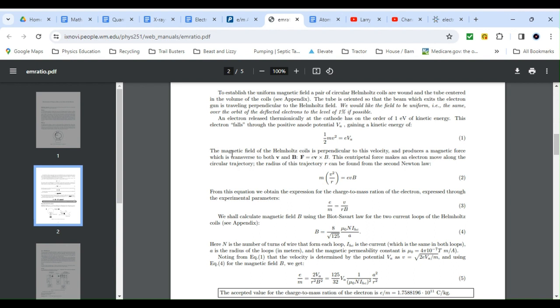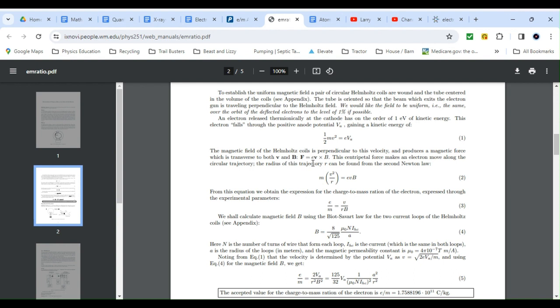Okay, let's read this. The magnetic field of the Helmholtz coils is perpendicular to the velocity and produces a magnetic force which is transverse to both V and B. Magnetic field perpendicular to the velocity, which is transverse to both V and B. The force created is going to be, the force.